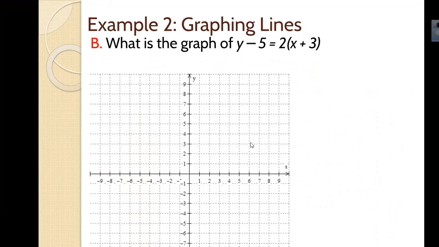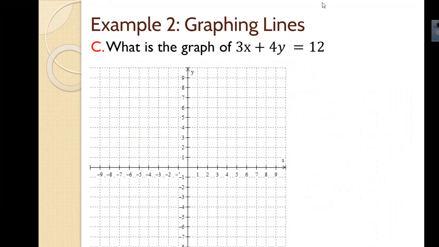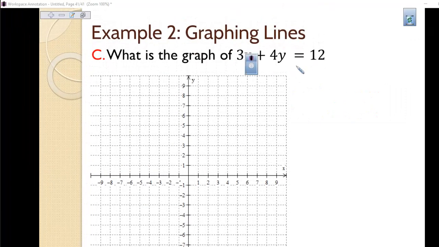All right, so now let's take a look at one in standard form. Standard form is 3x plus 4y equals 12. This is ax plus by equals c. Now in order to graph it, you can do two things. You can either use your x and y intercepts, or you can take this into slope-intercept form. And I want you to take it into slope-intercept form for this lesson.